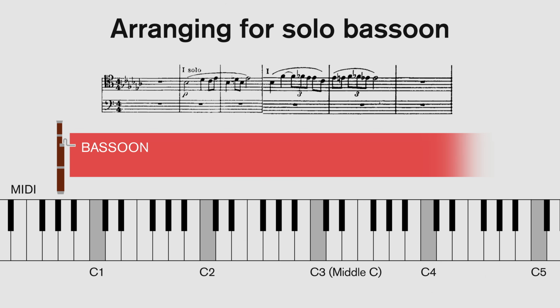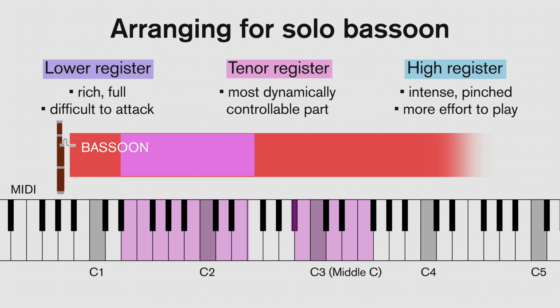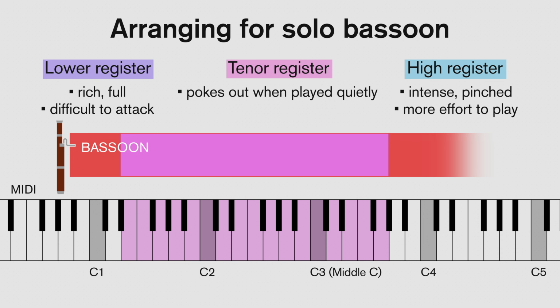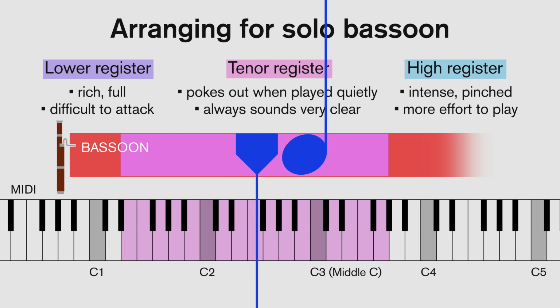It's kind of remarkable that the solo is all within a fifth, but importantly, again, it doesn't move into the high register. It all stays within the comfortable, most dynamically controllable part of the instrument, albeit in the upper end, and this tenor register of the bassoon really pokes out even when played quietly, and it always sounds very clear.